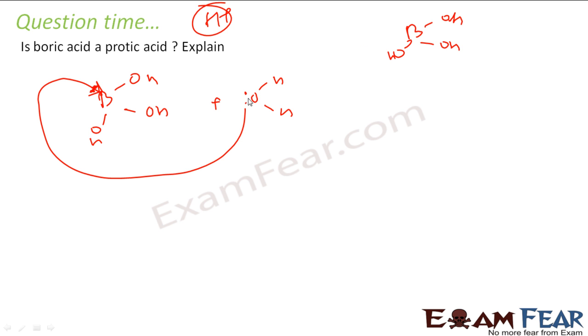It is electron deficient. It reacts with water which has a lone pair of electrons, right? And thus it will form a hydrated species actually. It will form B(OH)4 minus and H plus. This is one species actually. So it won't give a proton. It is not giving a proton, right? Since it is not giving a proton, it is not a protic acid. It is a Lewis acid.